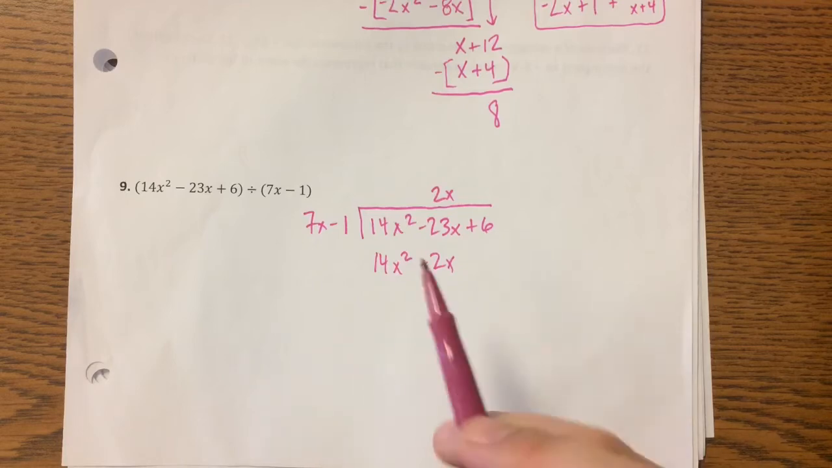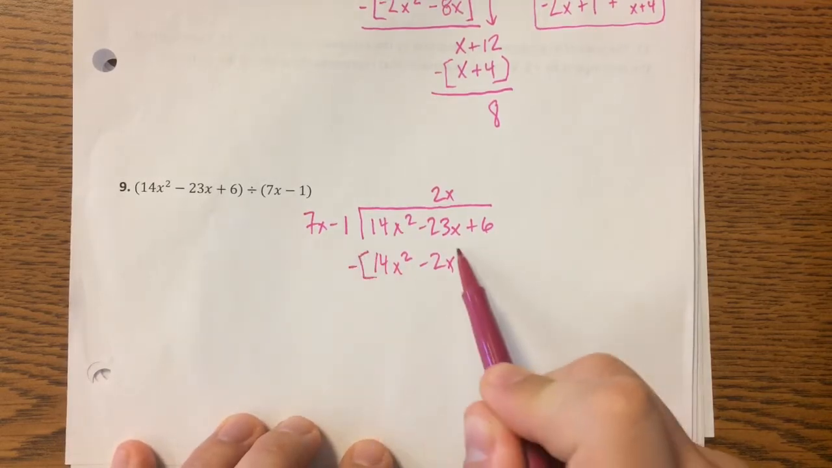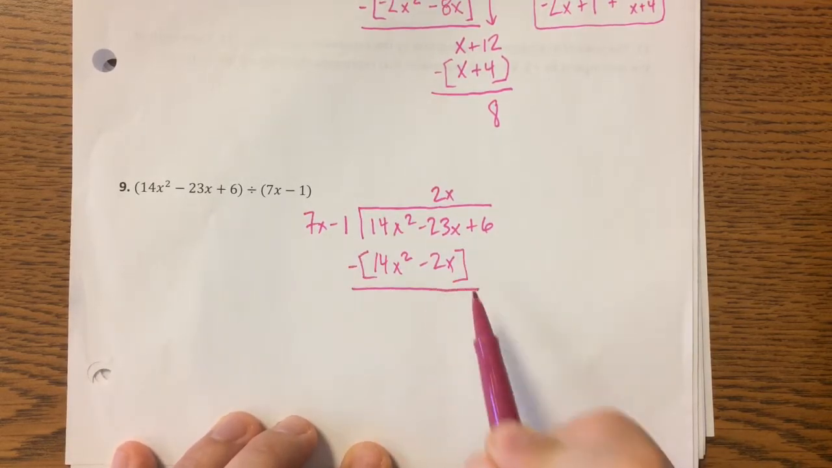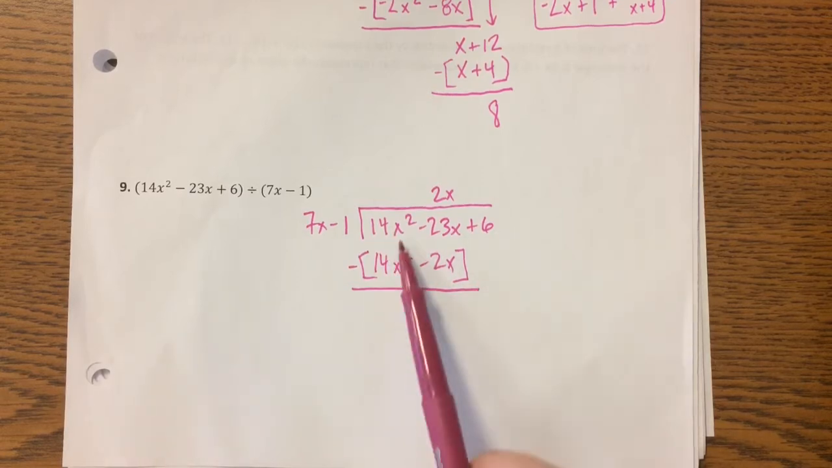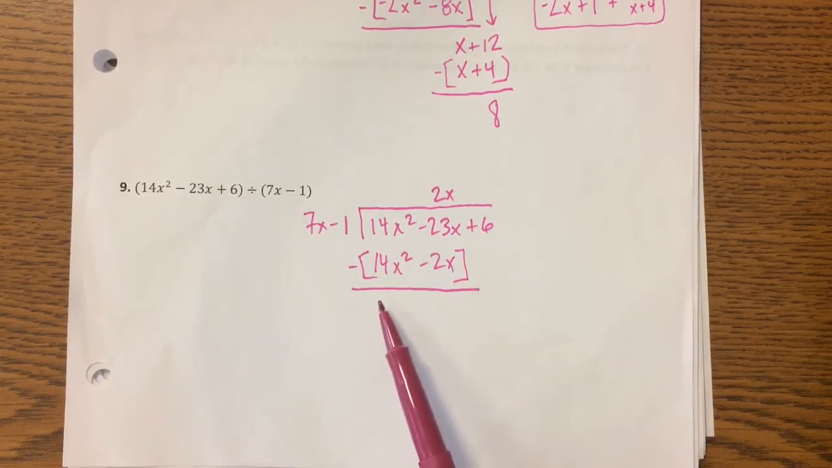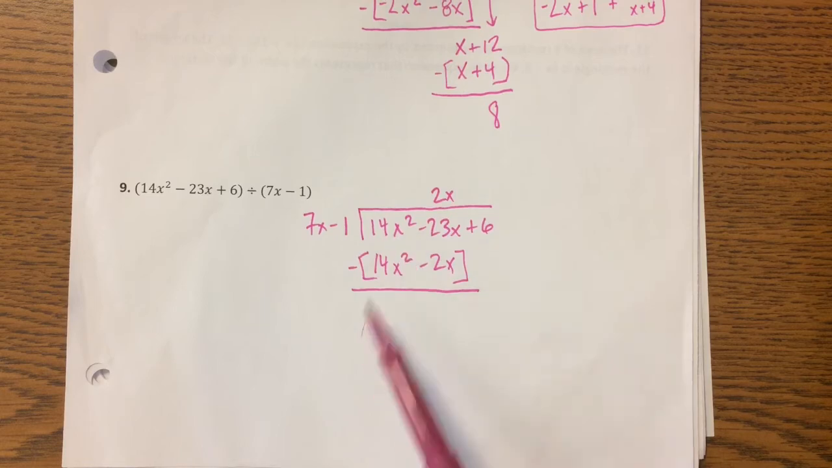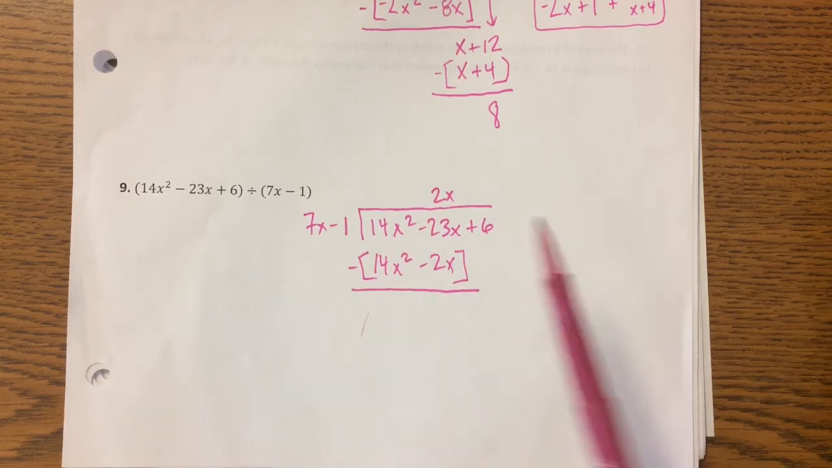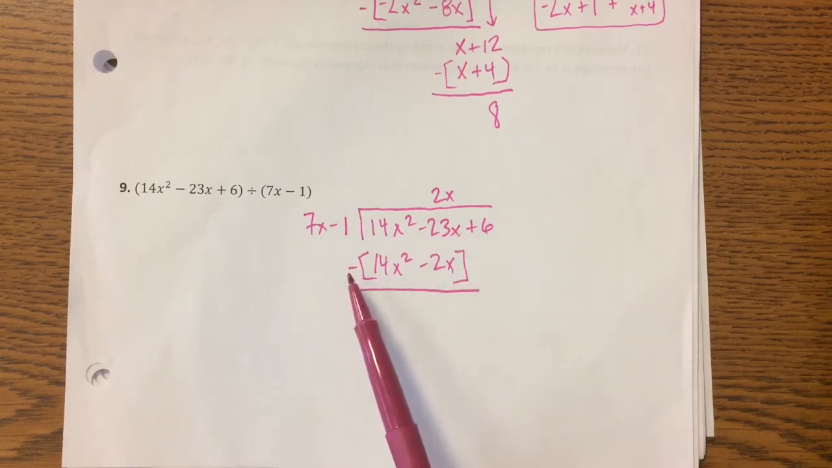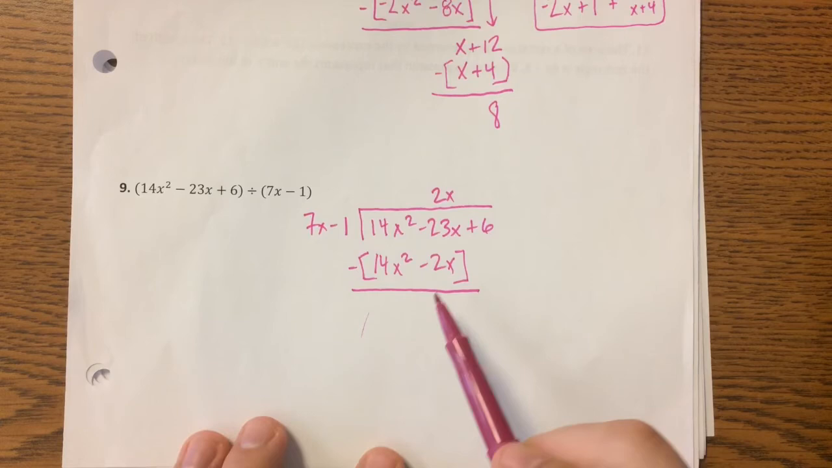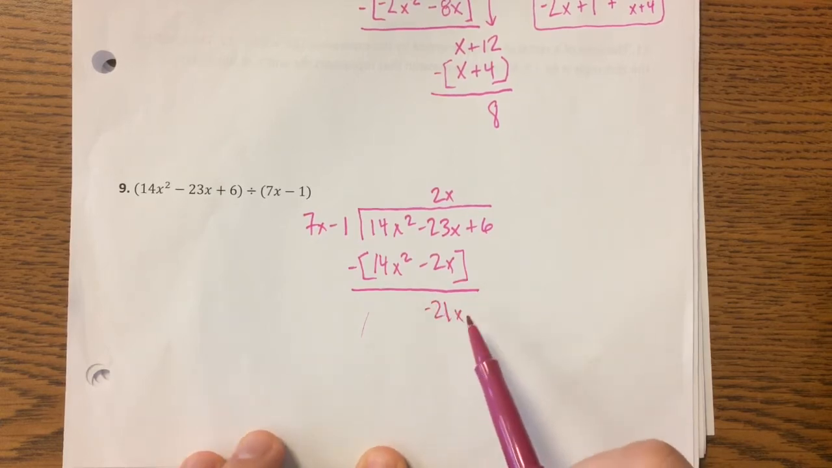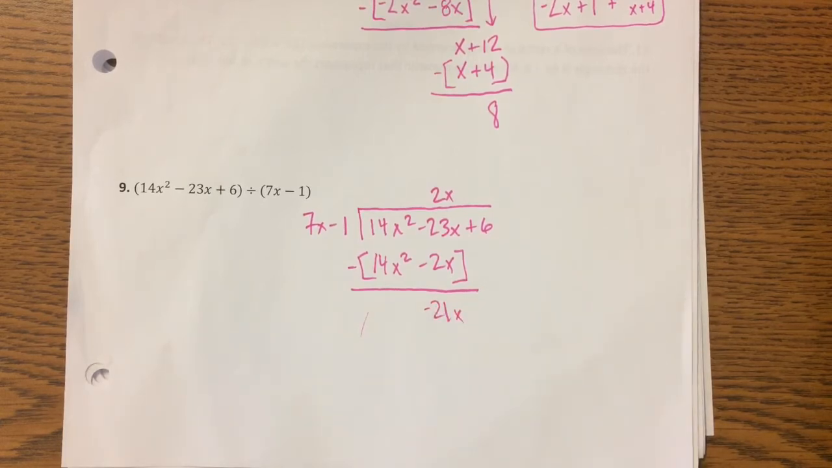Then I subtract. So this is just going to be 0. That's going to happen every time, as long as you're doing it right. That's kind of the whole point, you want to get rid of those terms. So negative 23x minus negative 2x is negative 21x. You're going to see that minus a negative a lot, so just get used to that, and don't be afraid to put it in the calculator.